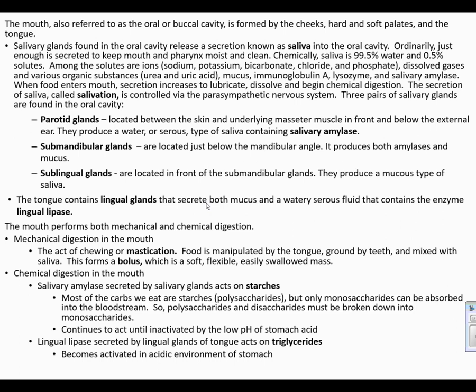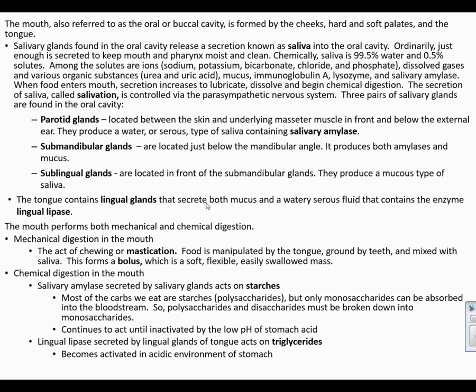Chemically, saliva is 99.5% water and only about 0.5% other stuff. Among those dissolved substances, you have sodium, potassium, bicarbonate, chloride, phosphate, dissolved gases, various organic substances like urea and uric acid, mucus, which is very helpful because that helps the food slide down our esophagus, and then immunoglobulin A, that antibody we learned about previously, lysozyme, which is that antibacterial chemical that we learned about previously, and then salivary amylase.